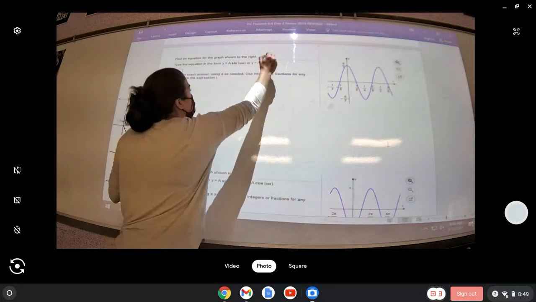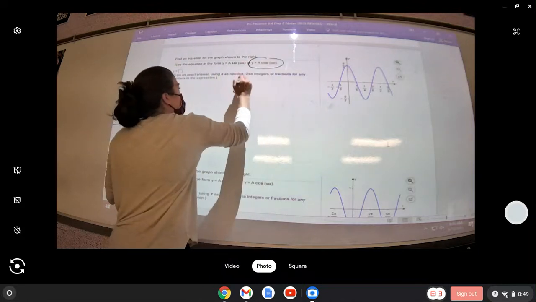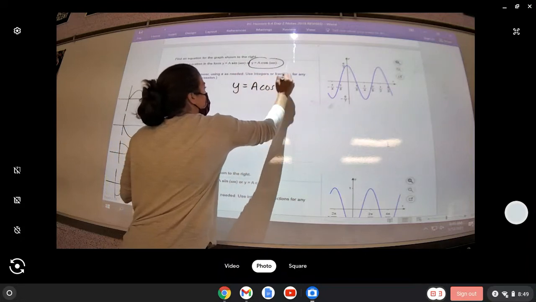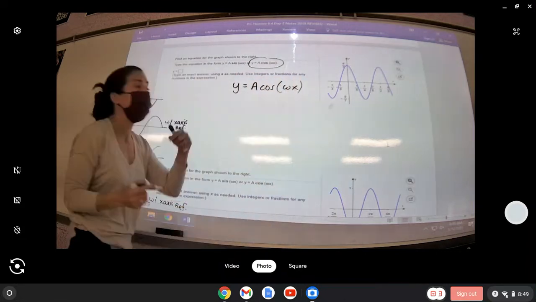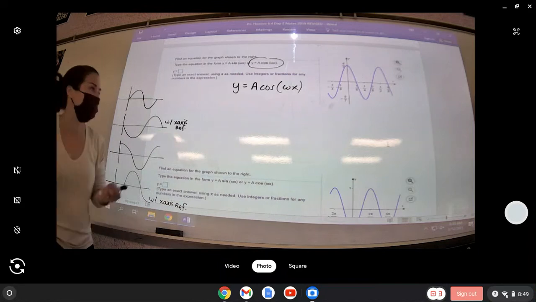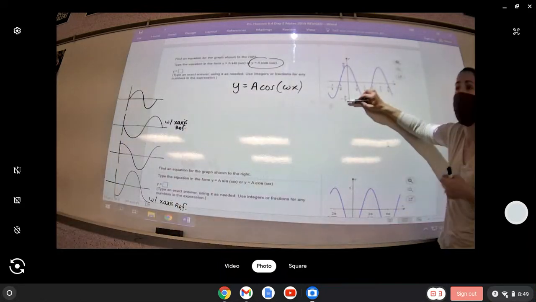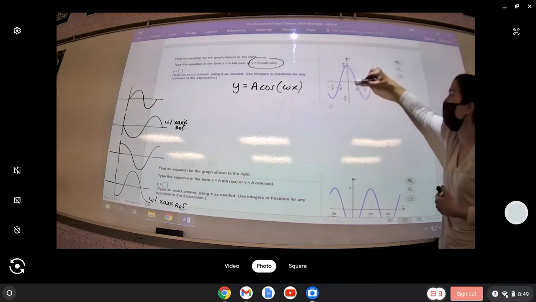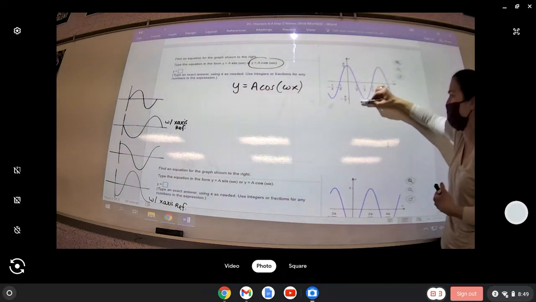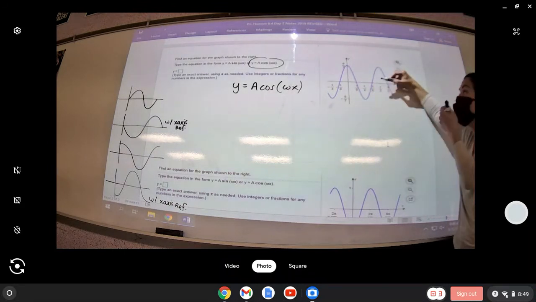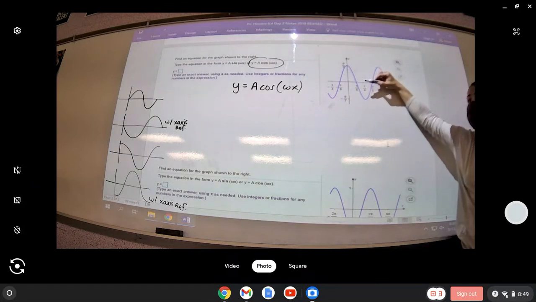So now we know we're using this formula. Y equals A times the cosine of omega x. Well, guys, let's look at the graph. Let's see what our amplitude is. This cosine went up to 6/7 and it went down to -6/7. So it went up 6/7 units and down 6/7 units from that midline. So clearly our amplitude is 6/7.